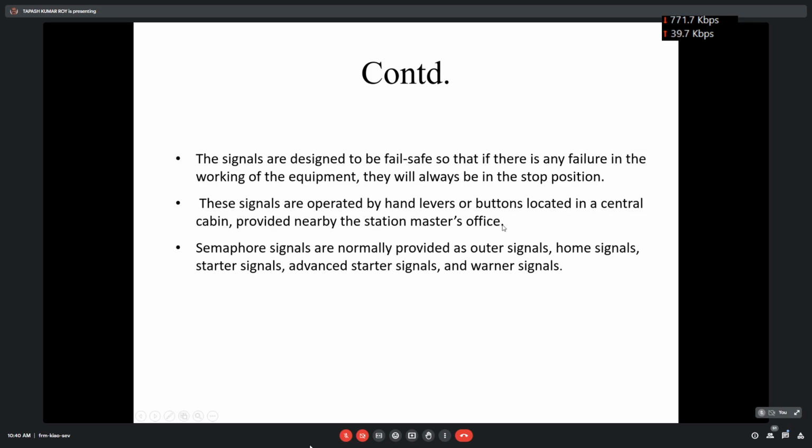The signal is operated by means of a hand lever or button located in the central cabin provided near the station master office. Semaphore signals are normally provided as outer signal, home signal, starter signal, advanced starter signal, and warner signals.